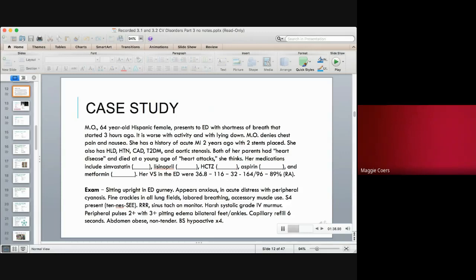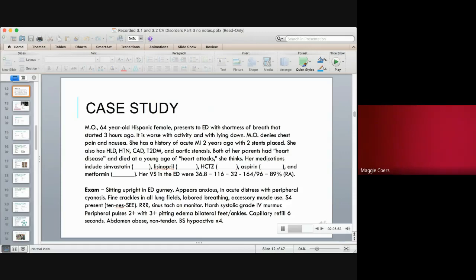Upon exam, she was sitting upright on the emergency department gurney. The patient appears anxious. She's in acute distress with peripheral cyanosis. She's got fine crackles in all lung fields, labored breathing. Her accessory muscles are being used. She has an S4, and an S4 sounds like Tennessee, and it really means a dilated left ventricle.